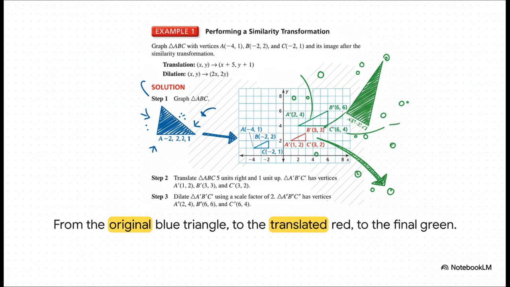And this visual just illustrates the whole process perfectly. We start with the blue triangle ABC. Step 1, the translation, slides it over to become that red triangle. Notice it's the exact same size and shape, it's just in a new spot. Then, step 2, the dilation, expands it by a factor of 2, and it becomes the final green triangle. So, the original blue and the final green triangles, they are now officially similar.